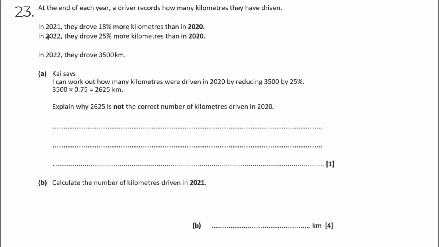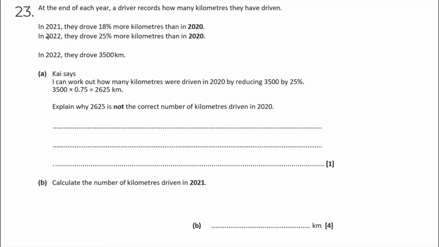At the end of each year, a driver records how many kilometers they have driven. In 2021, they drove 18% more kilometers than in 2020. In 2022, they drove 25% more kilometers than in 2020. In 2022, they drove 3,500 kilometers. Kai says, I can work out how many kilometers were driven in 2020 by reducing 3,500 by 25%.